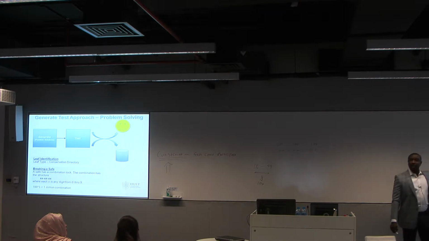So if someone writes a program to open this, the computer has to be fast enough to do 1 million combinations and find out which one would open the lock. Clear?